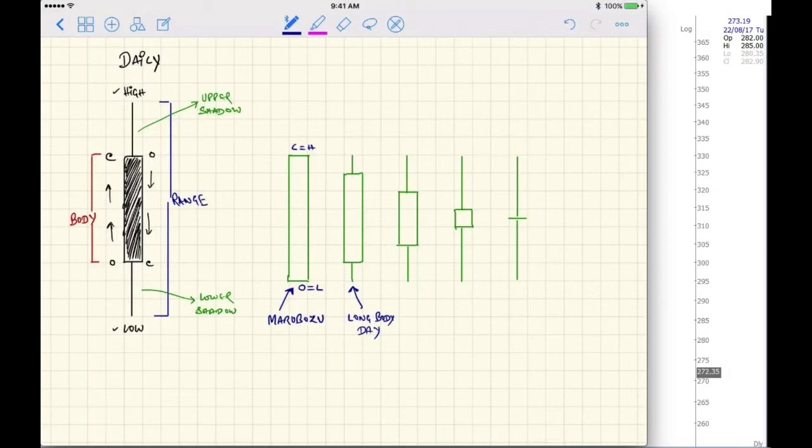Now let's come to this one. What is happening as we move to the right is the shadows are getting longer. The body is getting shorter. What does this mean? The shadows are getting longer and the bodies are getting shorter means that the bulls in this case, because it's a green candle, are not able to hold on to their gains. At one point of time, the bulls went as high as over here, the highest point of the day, but they slipped from the highest point of the day. So they are not able to hang on to the gains that they are making.